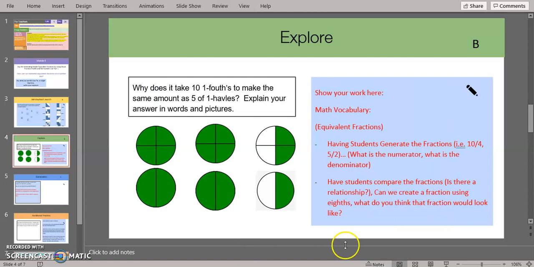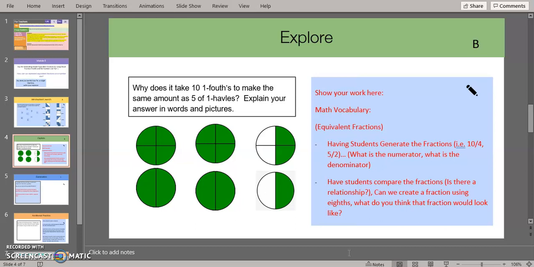In this slide, the key math vocabulary we want students to understand is equivalent fractions. So when they read the prompt asking them to generate a fraction that would represent 10/4 and 5/2, if there are some challenges with this, ask them, what is the numerator, what is the denominator? This will help them practice the math vocabulary and knowing where to put each number on the fraction.